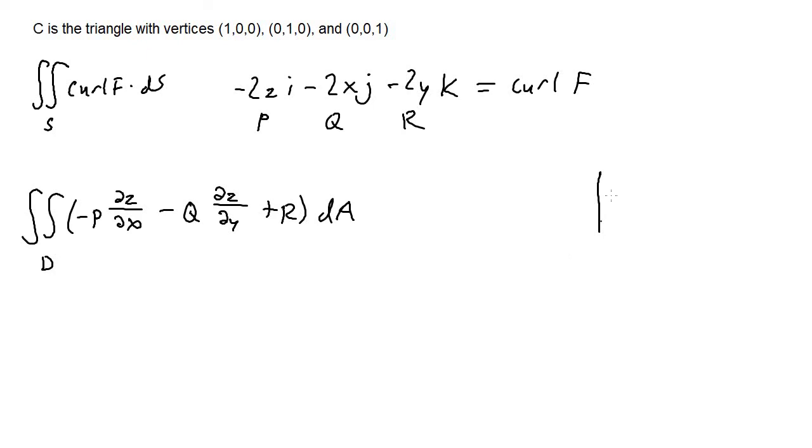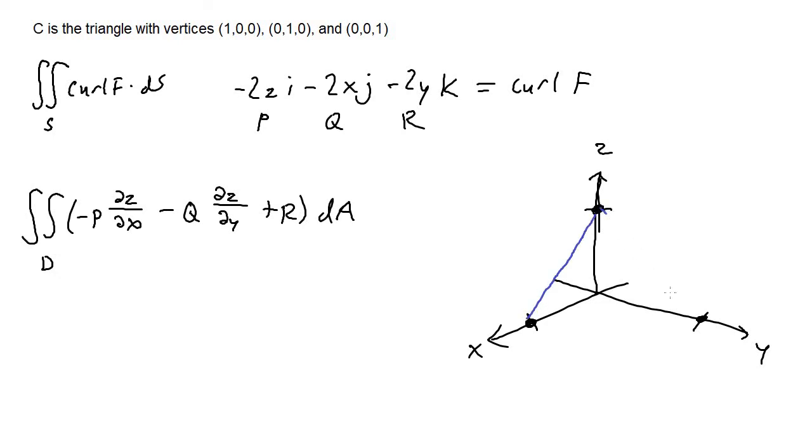So if I go ahead and draw that out in a three-dimensional coordinate system, we have x, y, and z. The first vertex is (1, 0, 0), so let's say this is 1 on the x-axis, that's the point. The next one is (0, 1, 0), so let's say that's 1 on the y-axis, that's the point. And then we have (0, 0, 1), so let's call that 1, that's the point. So the triangle, if I draw it in a different color, is going to look something like this.